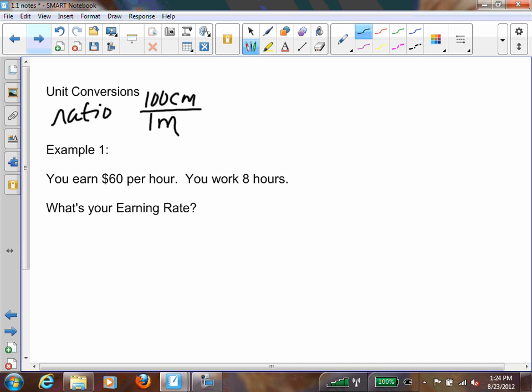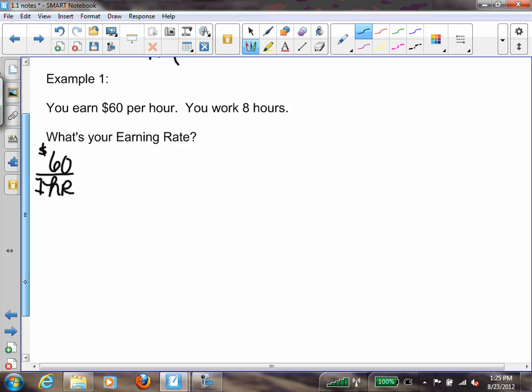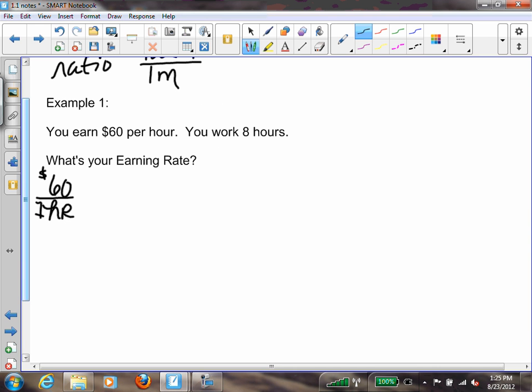You earn $60 per hour and you work 8 hours. What's your earning rate? Well, $60 per hour is my rate. How much do I earn in 8 hours? How would I do that? What would I do? Madeline? So let's look at why.